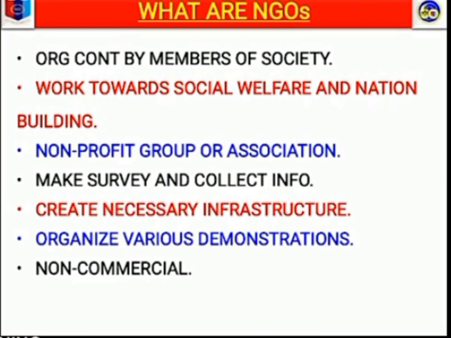NGOs firstly make a survey of various problems, collect information about them, organize various demonstrations, give speeches, and wherever action needs to be taken, they take it with full vigor. They understand social problems, their causes, effects, and create necessary infrastructure to overcome them. NGOs are primarily non-commercial. They collect funds both from people and the government. NGOs usually gain a portion of their funding from private sources. Major sources of NGO funding include membership dues, grants from international institutions or national governments, and private donations.